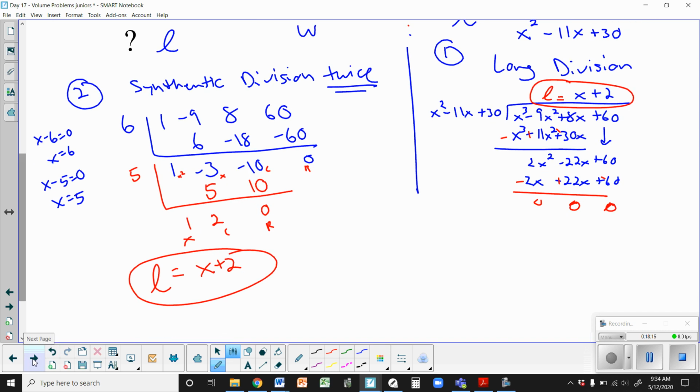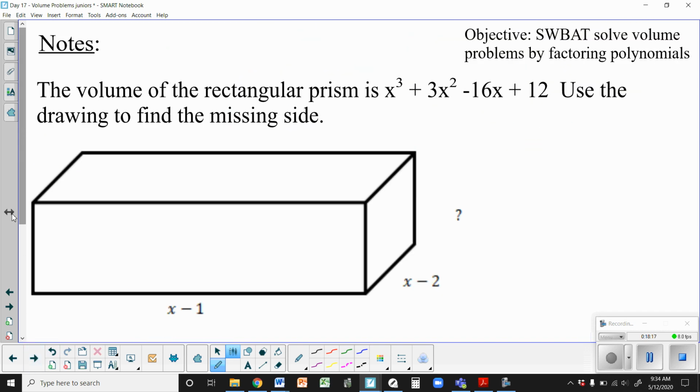I'll have you do this one, so write this down. The volume of the rectangular prism is x cubed plus 3x squared minus 16x plus 12. Use the drawing to find the missing side. So pause it now and solve the problem. All right, so after you're done solving it, let's look and see what we did.